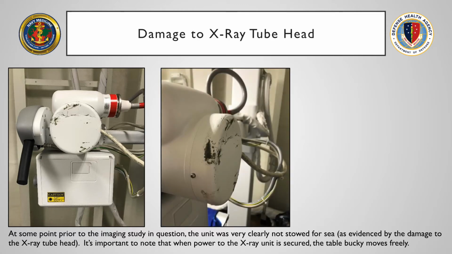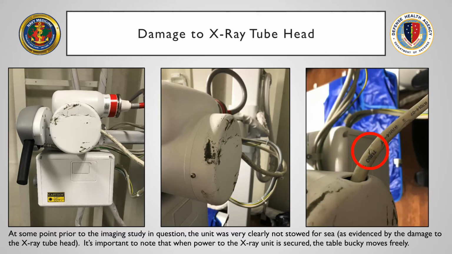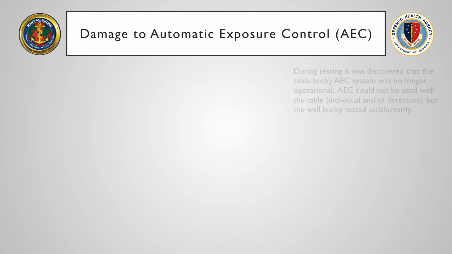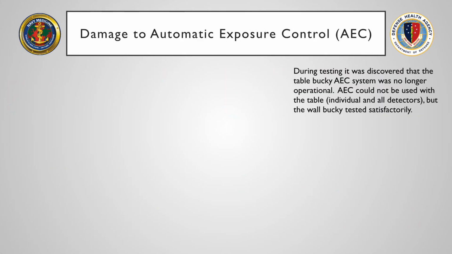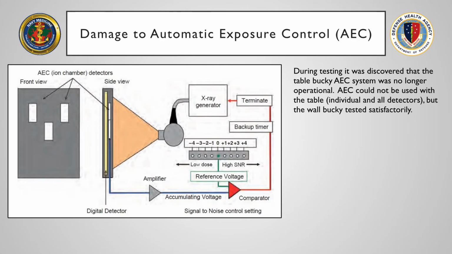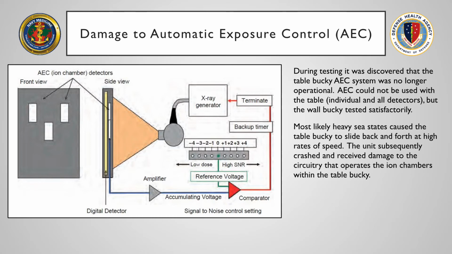severe damage to the right side of the tube head. Additionally, when power to the X-ray unit is secured, the table bucky underneath the table moves freely. During testing, it was discovered that the table bucky's automatic exposure control system was no longer operational. It didn't work with individual or any of the detectors. Didn't matter what the combination was. So it's most likely that these heavy sea states caused the table bucky to slide back and forth, and when it crashed, it somehow damaged the AEC system.